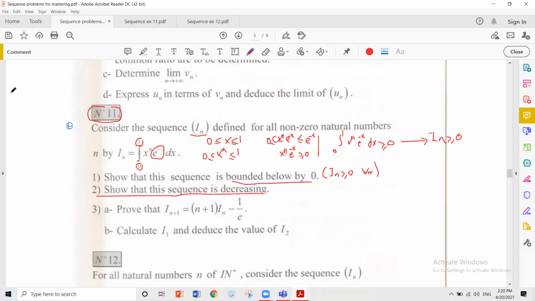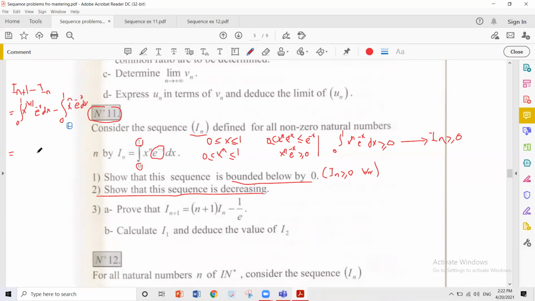To prove that this sequence is decreasing, I take the difference. IN plus 1 minus IN equals IN plus 1, بصير integral from 0 to 1 x to the n plus 1 e to the minus x dx minus integral from 0 to 1 x to the n e to the minus x dx. What we can do here, Shabib?